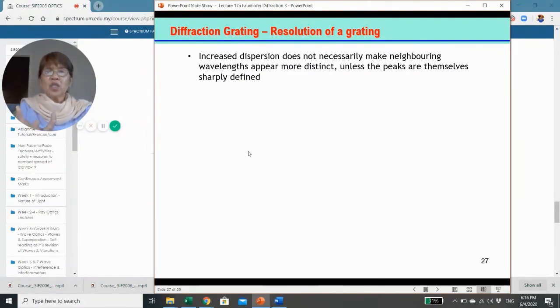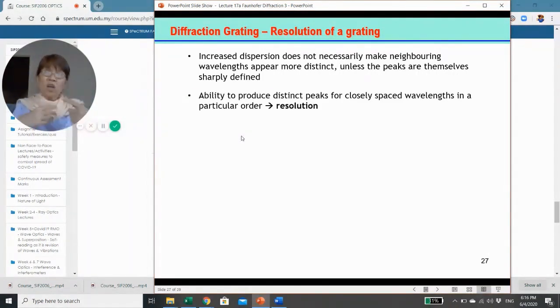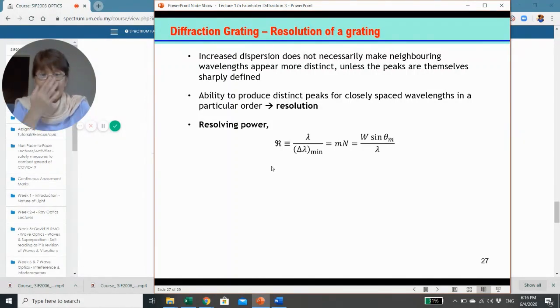Now, increased dispersion does not mean that the neighboring wavelengths will appear more distinct, unless those peaks themselves are very well and sharply defined. So then we talk about the ability to produce distinct peaks of very closely spaced wavelengths, what we call resolution. Just now was dispersion. Now it's resolution. So we talk about the resolving power of that grating, and that is given as lambda divided by the minimum closely spaced difference in the wavelength. What would that be, the minimum that they can resolve?